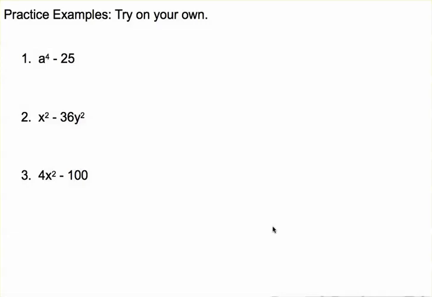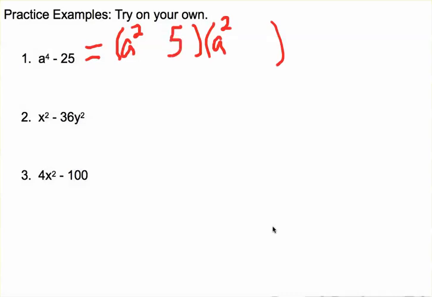So hopefully you've taken some time to try these examples, and we're going to go over the answers now. So the first one, a to the fourth minus 25. First of all, I know it's a difference of two squares because it's a binomial, both terms are perfect squares, and I see subtraction. So to factor that, I open up my two binomials. a to the fourth, the square root of that is a squared. Remember, with variables, if they have an even exponent, they're perfect squares. You just cut the exponent in half. The square root of 25 is 5, so you put that second, and one of these should be plus, one of them should be minus, and there's your final answer.